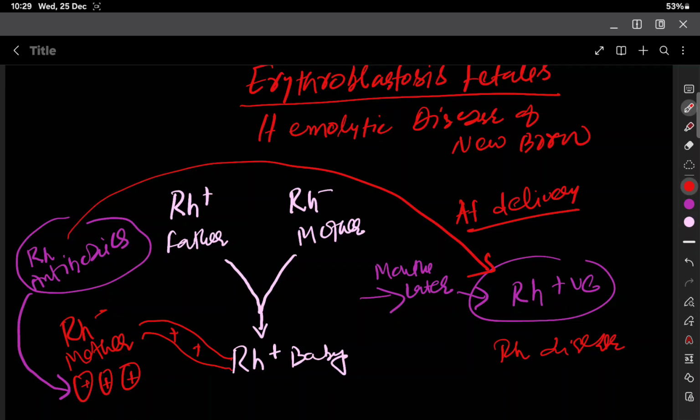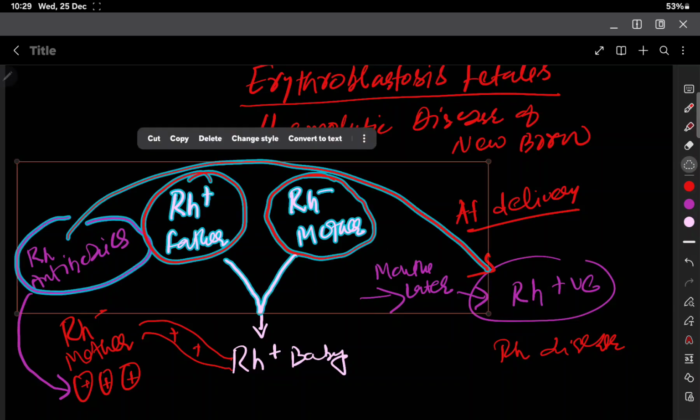So in short, erythroblastosis fetalis is a disease of the fetus and newborn child, which is characterized by the agglutination and phagocytosis of the fetus's red blood cells. In most instances of erythroblastosis fetalis, the mother is Rh negative and the father is Rh positive. I have mentioned it here.